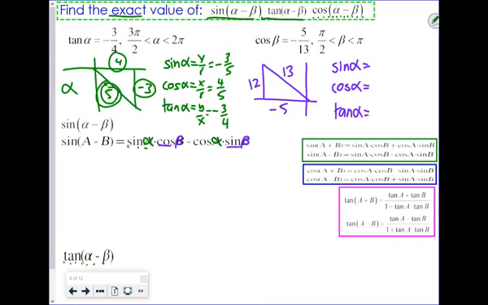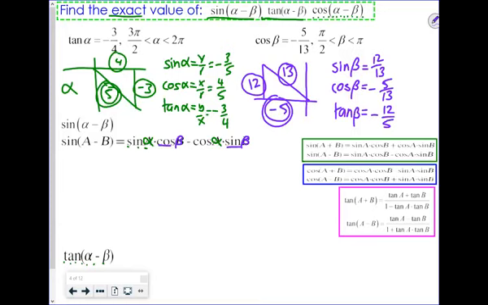Then we're going to want the same for, oh, this isn't alpha, this is beta. Gosh, I'm having a bad day. Oops, sorry about that. Sine would be 12 over 13. Cosine would be the x divided by, oh, we were given that as well. And your tangent is the y divided by the x. Bring that negative to the front.